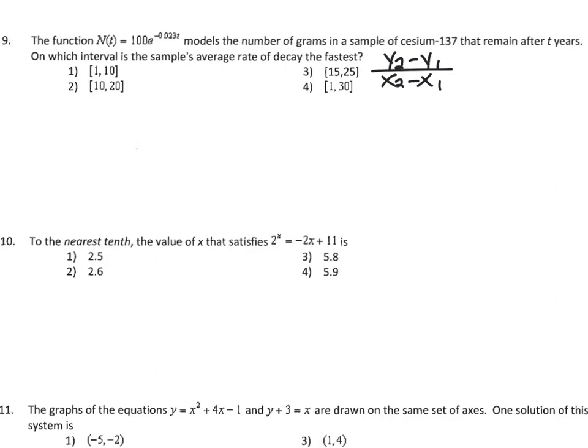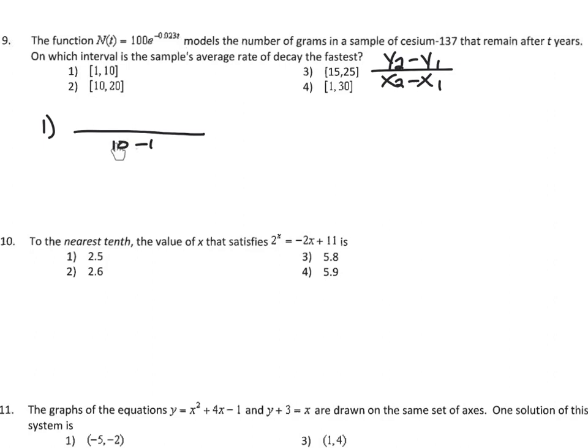Okay, so these values represent x1 and x2. Let me start off with choice 1 here. So x2 is 10 and x1 is 1. So that's going to be our denominator. Now, to find y2 and y1, we need to take these x values and substitute them into the function, right? Because n of t is another way of saying y equals. So we want to figure out what y is equal to when x is 10. Let's just replace the x, or in this case the t, with a 10.